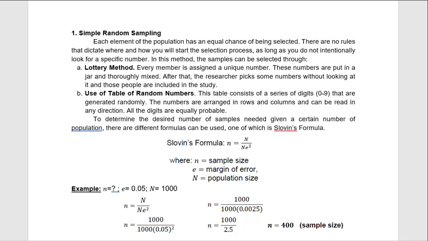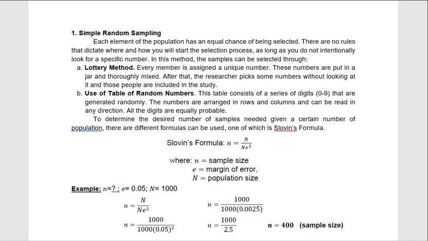So the sample size is equal to the population size over the margin of error squared times the population size. So that is how you get your sample size. For example, if you have 1,000 individuals within a population, and your margin of error is 5%, or 0.05, how are you going to get the sample size?